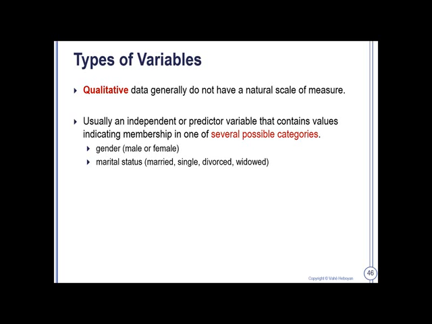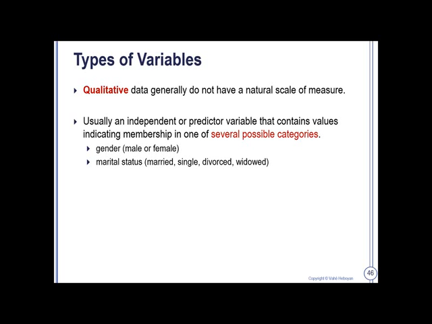Or marital status. Someone can be married, single, divorced, widowed, and so on. So as you can see, neither gender nor marital status has a natural scale of measurement, similar to the Fahrenheit for the weather, or the temperature.